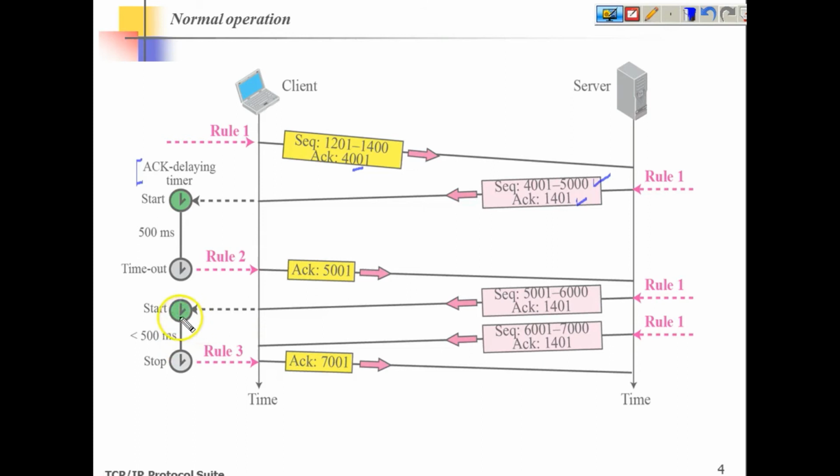But before this 500 milliseconds expires, the second packet reaches this side. So as per rule number 3, there is no need to wait till the 500 milliseconds, but you need to acknowledge it immediately. So rule number 3 comes into picture and it is acknowledged. So you can see how rules number 1, 2 and 3 are applicable during this transmission. We'll see some more rules.